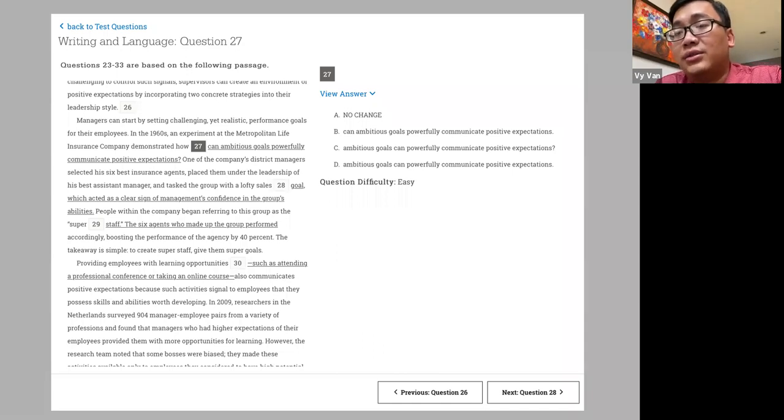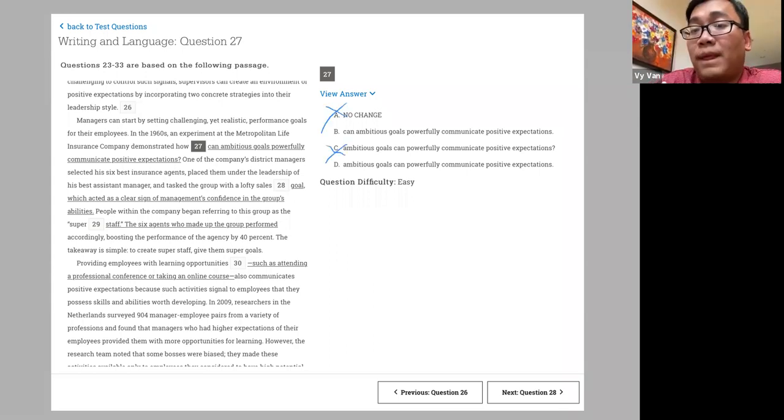So this question, well, it's easy. It just tests you to understand if this is a question or a statement. So let's read this. In the 1960s, an experiment at Metropolitan Life Insurance Company demonstrated how, so I'm pretty sure this is a statement, it's not a question. So we know for sure that C and A are wrong. So, if it's a statement, you should say how ambitious goals can powerfully, so which one says that? Can powerfully communicate positive expectations. This is an easy question. So the answer is D.